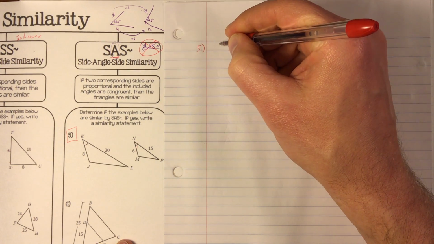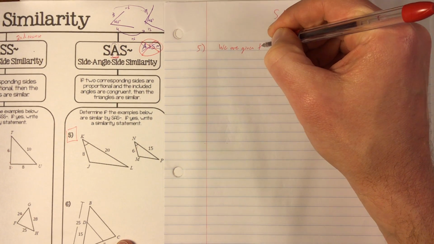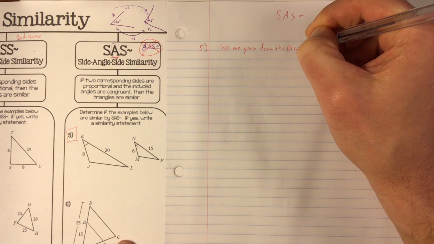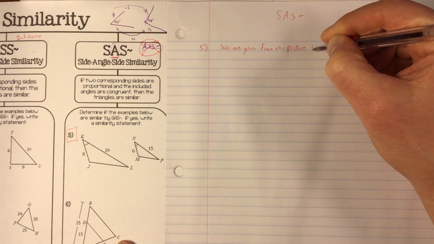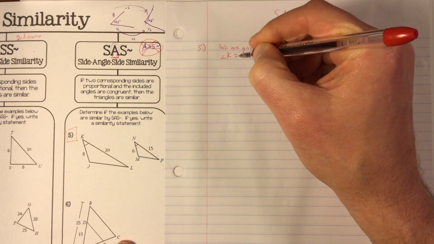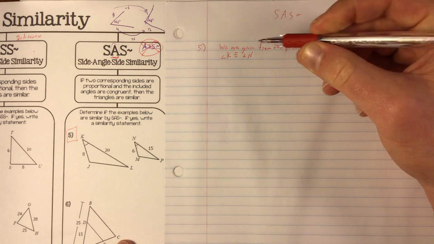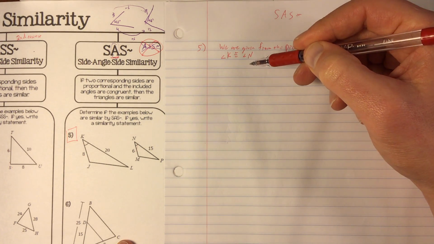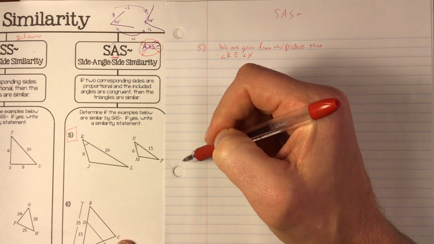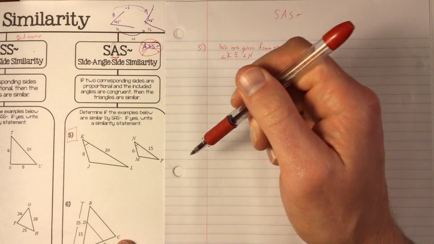So we're going to say we are given from the picture that angle K is congruent to angle N. Note that we're saying they're congruent, not that they're proportional. We don't want this to be 40 degrees and this to be 120 degrees. Okay, we don't want to have the same scale factor. We want to make sure it's congruent.